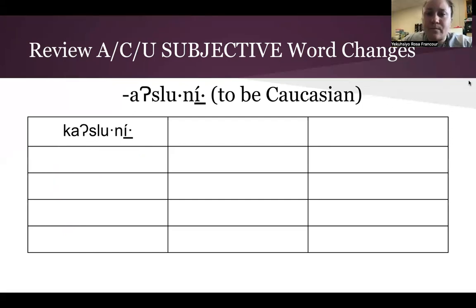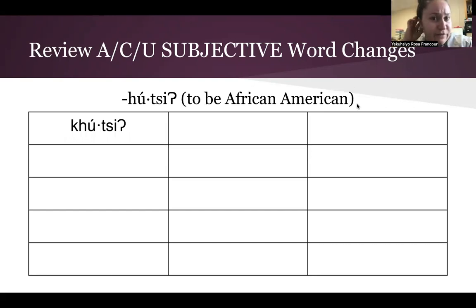Okay, so that's one activity. Here's our next one. You could do the same thing for "to be African American or Black." Give yourself the first one. Write the first one down. Also write the meaning. It means I'm African American or I'm Black.